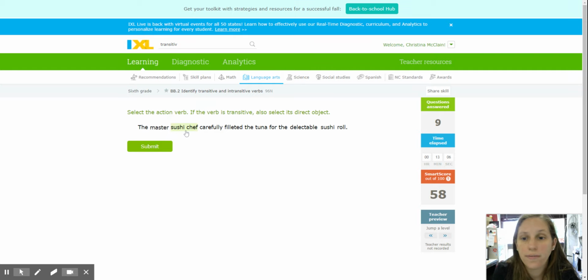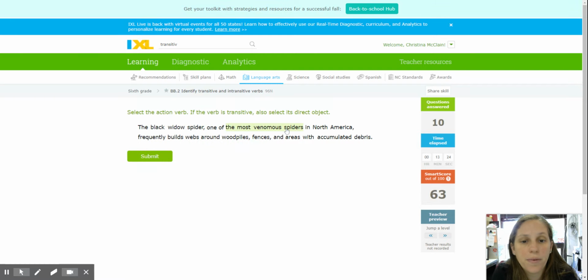The master sushi chef carefully filleted the tuna for the delectable sushi roll, okay? So what's he doing? He's filleting, that's my verb. What did he fillet? The tuna, direct object. So this is a transitive verb.